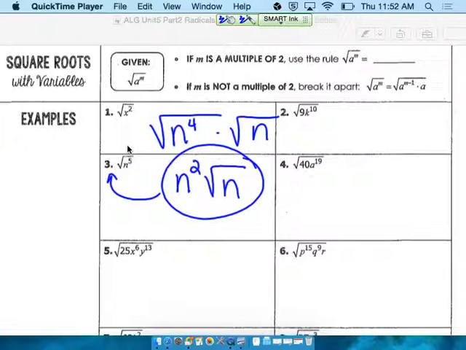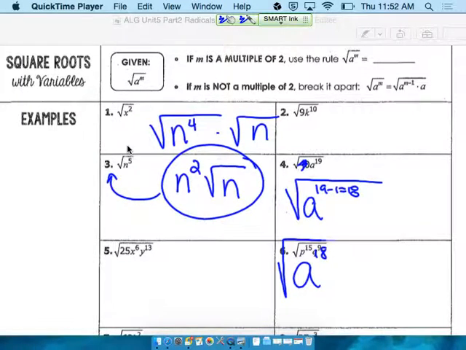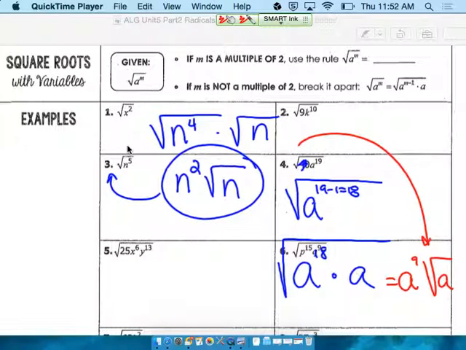Let's do number 4, and I'm going to ignore the numerical piece for a minute. So I've got a to the 19th. Well, 19 subtract 1 is 18. So my largest perfect square factor is a to the 18th. And then I'm always going to have 1 a left over. Half of 18 is 9, so that means that my answer is going to be a to the power of 9 times 1 a left over under the radical. That would be my simplified answer for number 4.